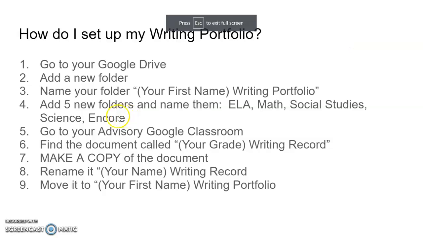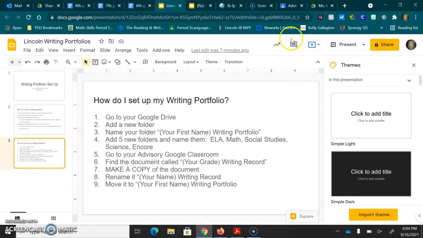Next, we're on to step 5. So on step 5, you're going to go to your advisory Google Classroom, and you're going to find for step 6 the document called whatever your grade is. So 6th grade writing record. If you're in 7th grade, it'll say 7th grade writing record. And if you're in 8th grade, it'll say 8th grade writing record. So let's go find that.